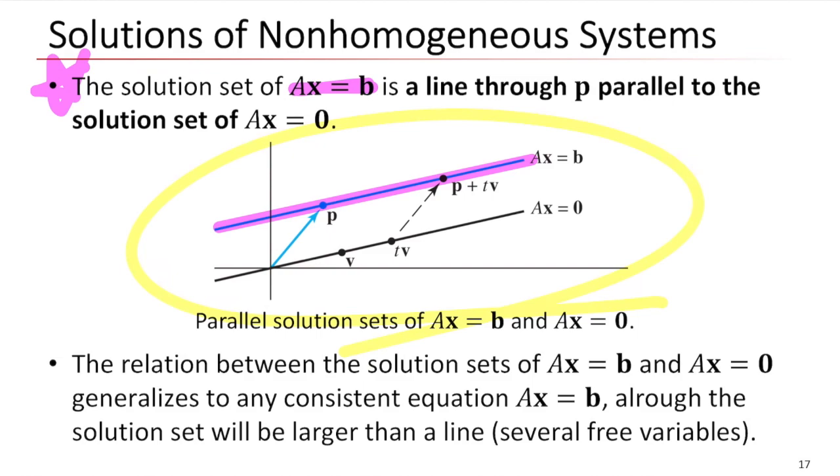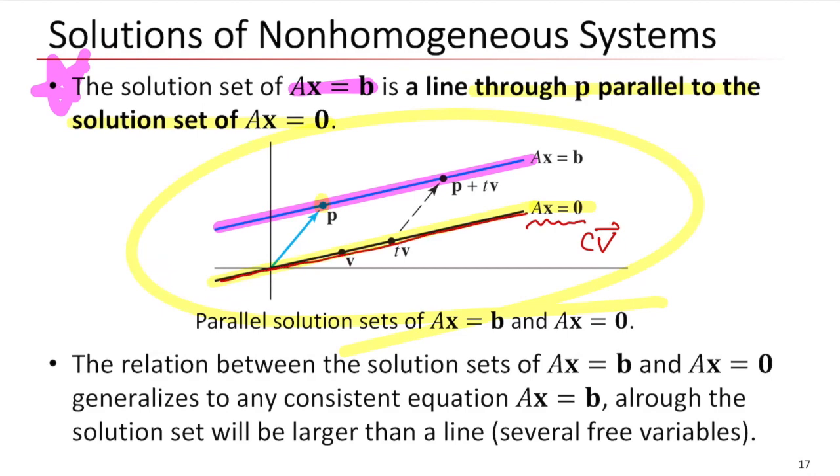Let's assume that the solution set of Ax = b is just a line like this. Then, through the point p, here's p, parallel to the solution set of Ax = 0. If there is a solution set of Ax = 0 here, then we know the solution set of Ax = 0 can be represented as some linear combination of the vector v, right? So it's a line.